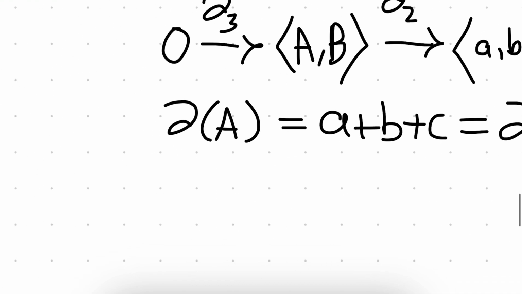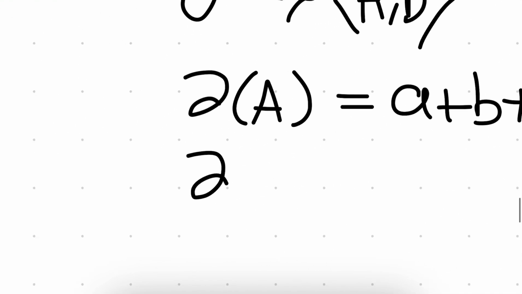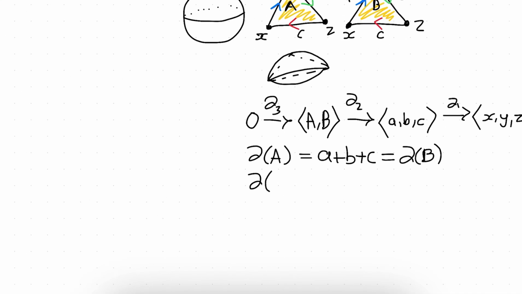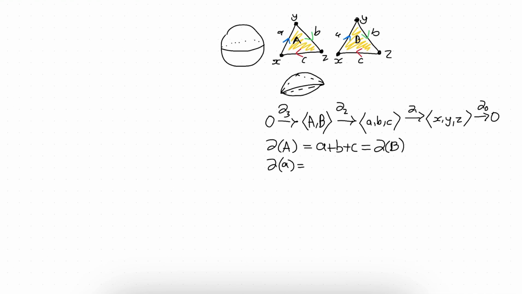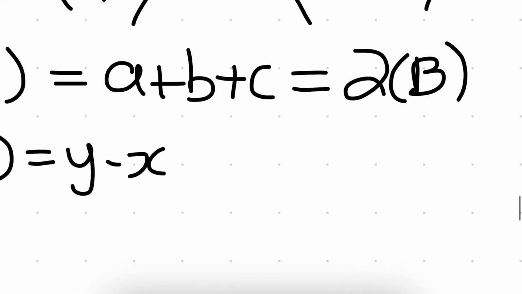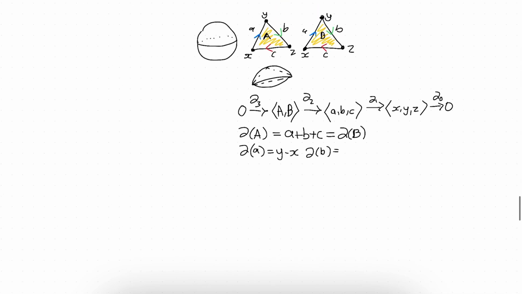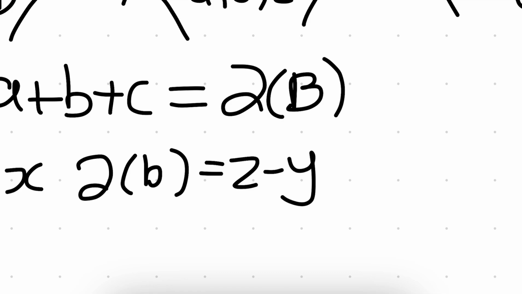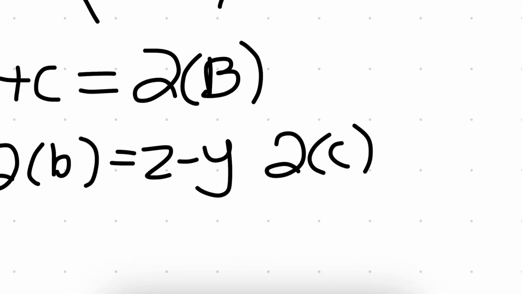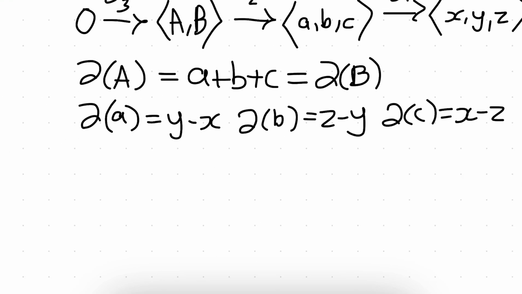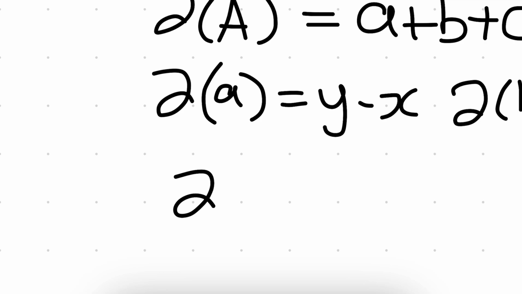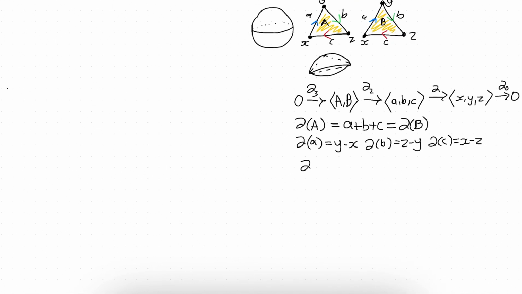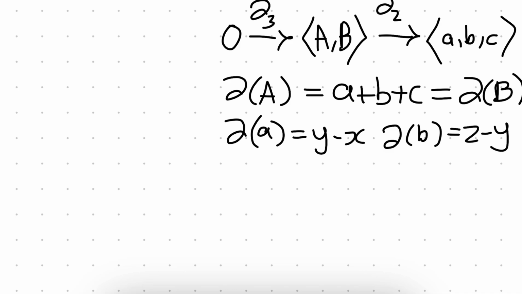Okay, so next, the boundary map of each of these edges according to our orientation. So del A is Y minus X. Del B is Z minus Y, and del C is X minus Z. So those are boundary maps for these guys. And of course, all of these guys, del X, del Y, del Z, they all map to 0, according to our image.